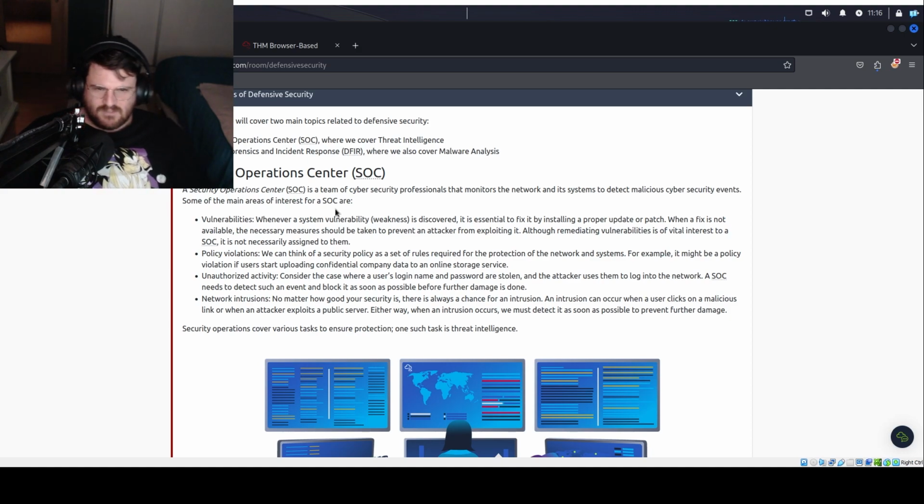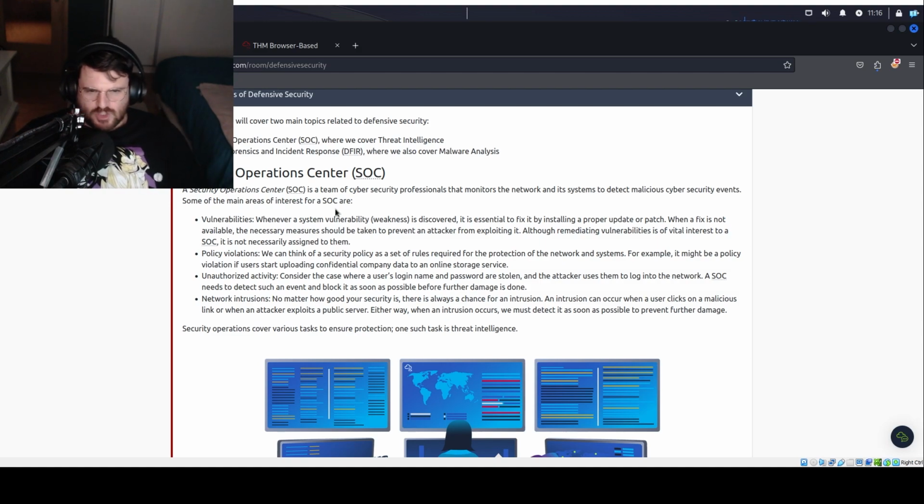Unauthorized activity. Consider the case where a user's login name and password are stolen, and the attacker uses them to log into the network. The SOC needs to detect such an event and block it as soon as possible before further damage is done.